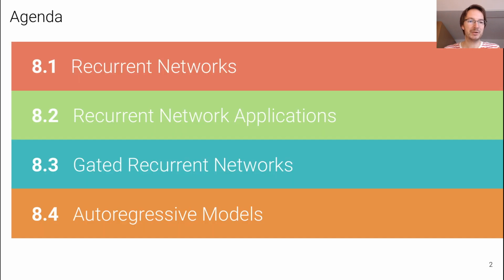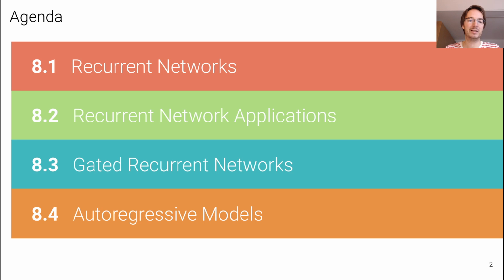This lecture is structured as follows. In the first unit, we'll talk about recurrent networks, which is probably the most well-known sequence processing model in deep learning. In the second unit, we will cover some recurrent network applications to demonstrate the flexibility of these type of models. In the third unit, we're gonna have a look at gated recurrent networks, which are able to overcome some of the problems that vanilla recurrent networks have.